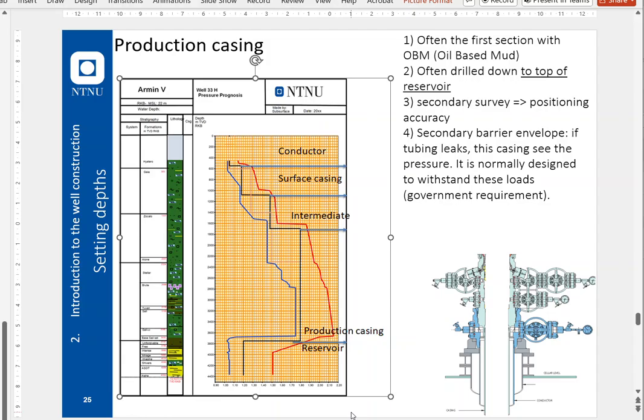Even though really the casing is not directly influenced, it's the open hole below, but the casing has to be part of the solution for it. Yeah. Did that answer your question for now? Thank you. Yeah, very good.